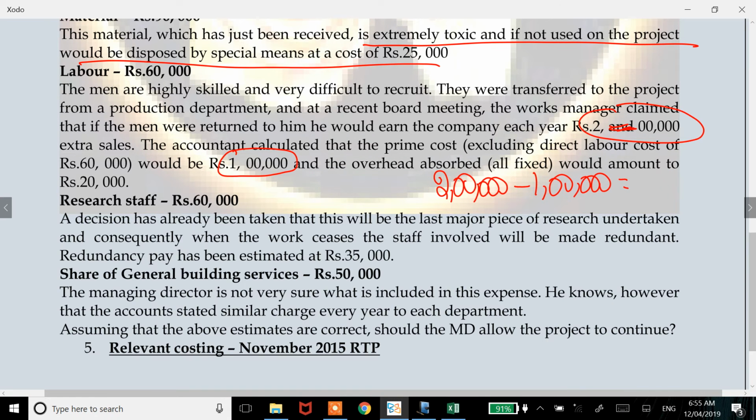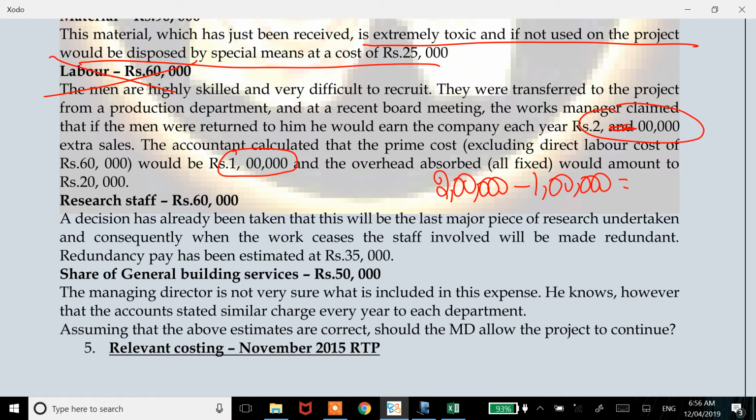See, the rule is very simple. When you calculate contribution, calculate the relevant contribution. Don't end up calculating your accounting contribution. So relevant contribution means I should not be deducting irrelevant items, and by rule the 60,000 is an irrelevant item. The 60,000 can be even 90,000. Don't deduct it, don't add it back. If you deduct it, you will have to again add it back.